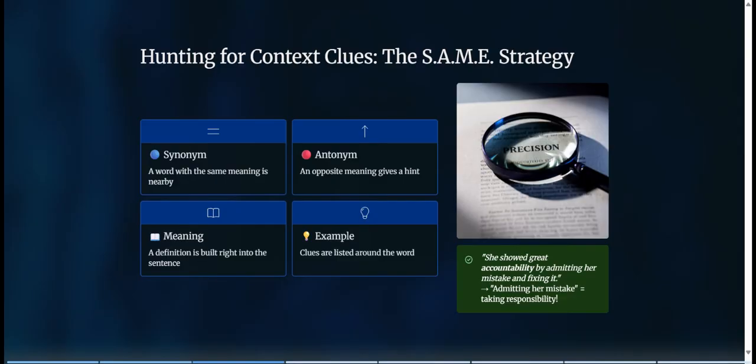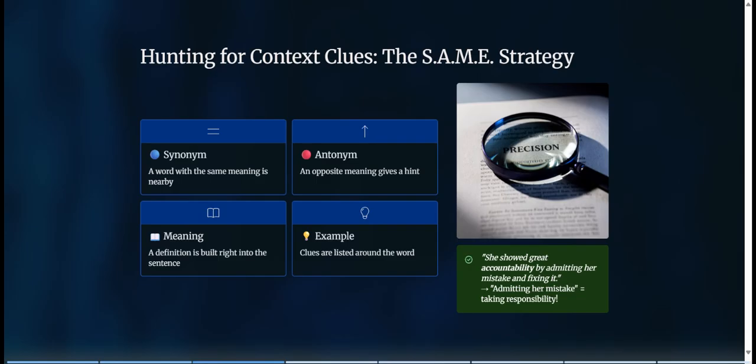Hunting for context clues. The same strategy. S is for synonym, a word with the same meaning that is nearby to the word that you are looking for or that you find difficult in your passage. A is for antonym, an opposite meaning that gives a hint. M is for meaning. A definition is built right into the sentence. And E is for example. Clues are listed around the word.